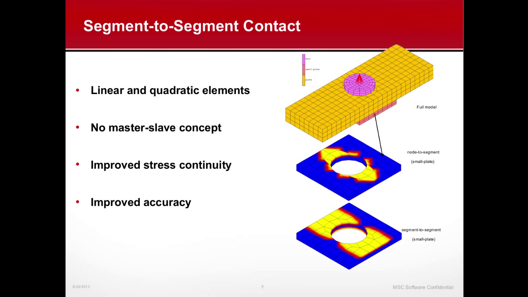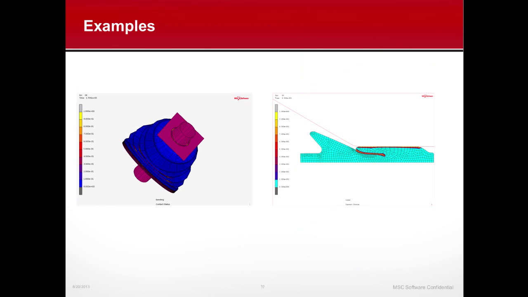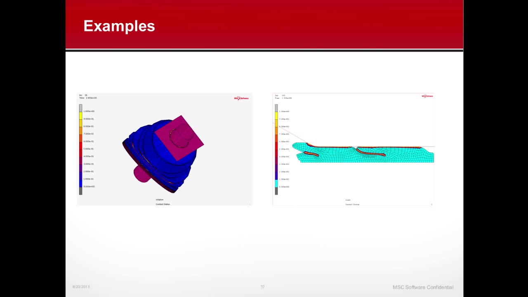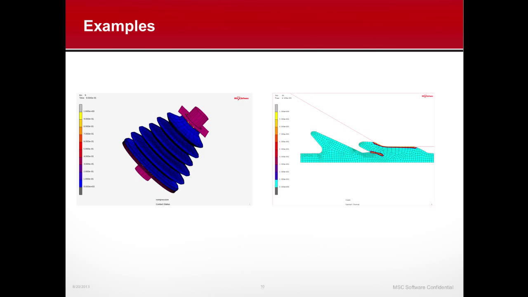As you can see here, in the middle one, the node-to-segment image, the contact is a little bit patchy, whereas it's much smoother and continuous in the segment-to-segment approach. And here are a couple of other examples that you can see for the segment-to-segment approach. On the left side is the boot model.